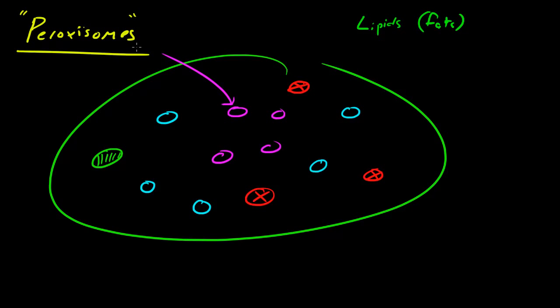Now, they are similar to lysosomes in that they look the same, sacs filled with enzymes, but a peroxisome actually has a different type of enzyme than a lysosome. So just remember that peroxisomes have different types of enzymes than the digestive enzymes in lysosomes.